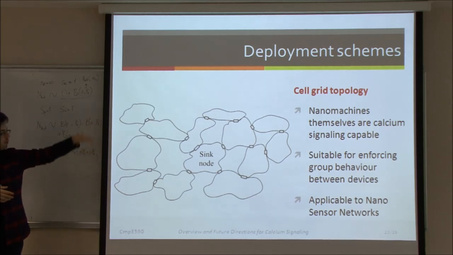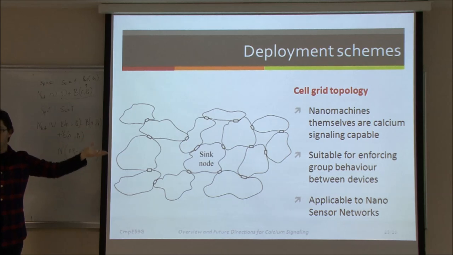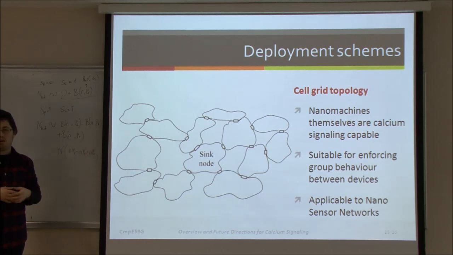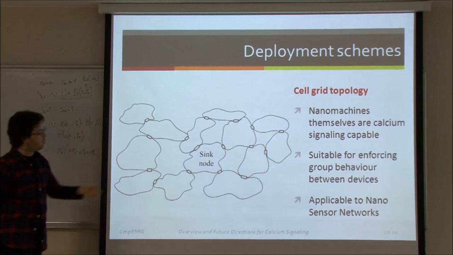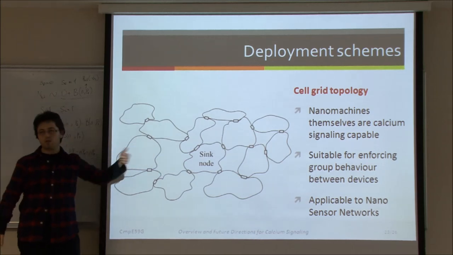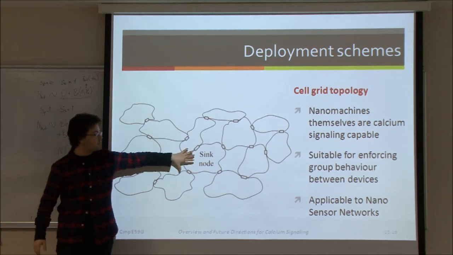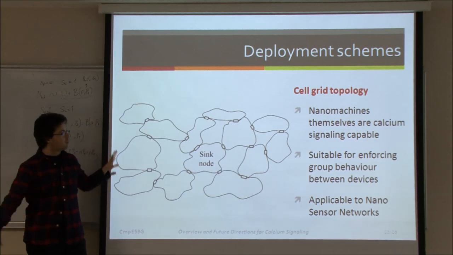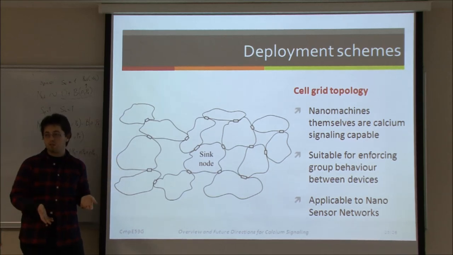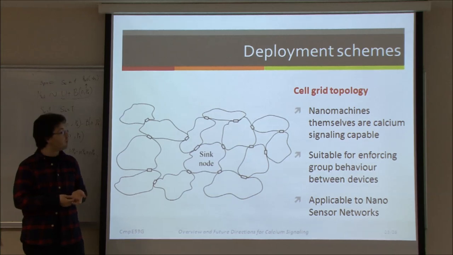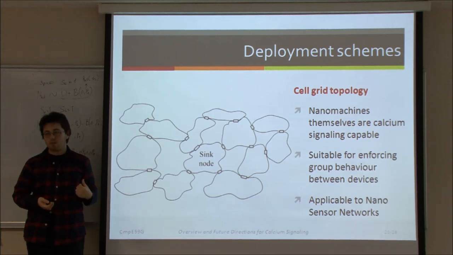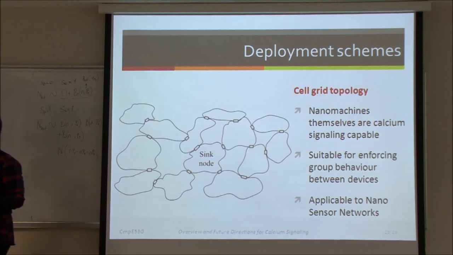Or this is a group of devices who want to act as one. So the sink node can use the calcium signaling as a synchronization tool, saying, okay, get ready to, I don't know, release the chemical, say. It releases the chemical signal, it propagates through the whole cell population like flooding, the flooding routing method. So when each cell receives that signal, it executes the job it's supposed to do.